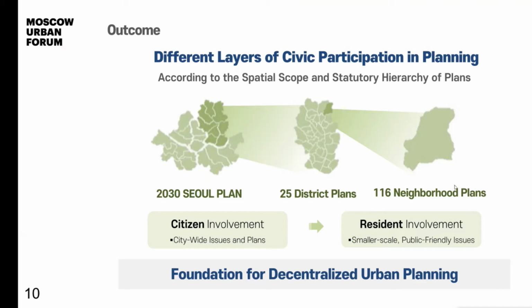So altogether, over 10,000 residents were involved in neighborhood unit plans, and those are small-scale and public-friendly issues. And so we have two layers of plans: the Seoul Master Plan for global competitiveness and for the whole city, and the residents participating at small size in all community areas. That is the starting point for us, the foundation for a decentralized urban planning system. That was the effect of the 2030 Seoul Master Plan.